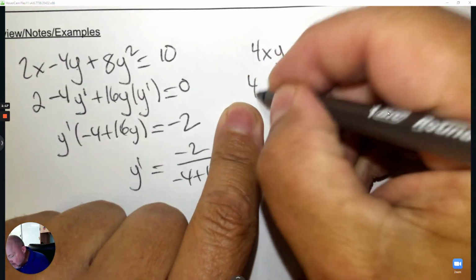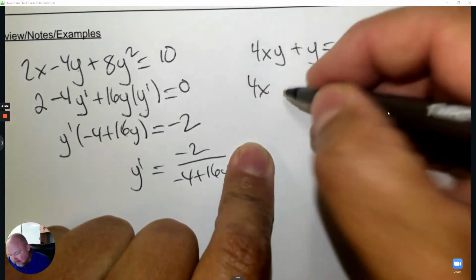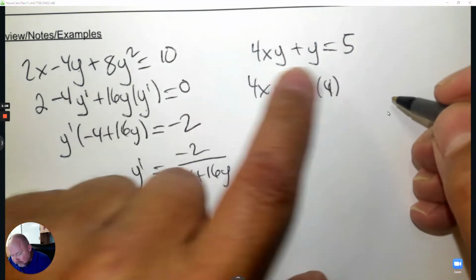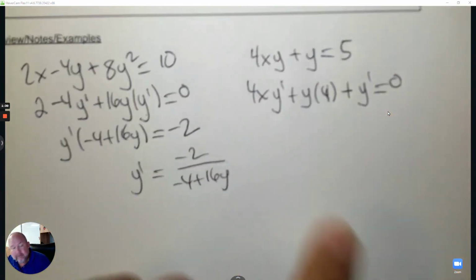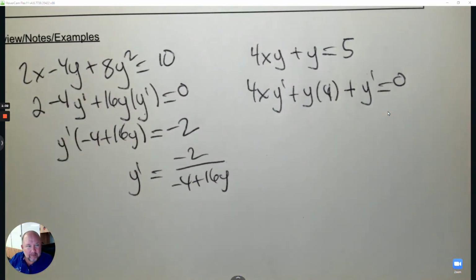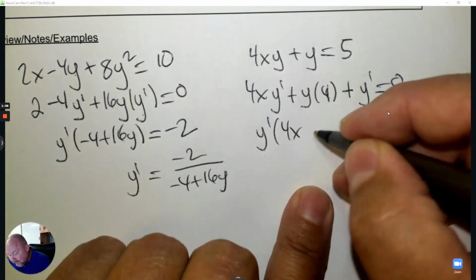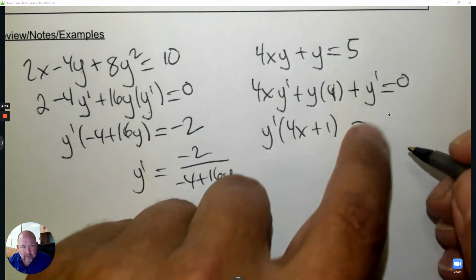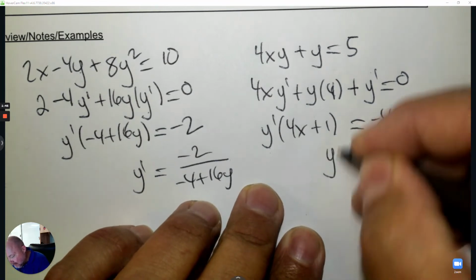So the first times the derivative of the second, which is y, which is 1, but it needs a y prime, plus the second times the derivative of the first. The derivative of x is 1, but it needs a y prime hook, and then the derivative of 5 is 0. That's the tricky part. Then we factor out the y prime. Make sure that's 1. This is positive 4y, so we're going to subtract it to the other side. So that's negative 4y, and then divide.